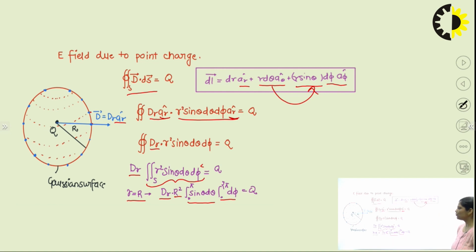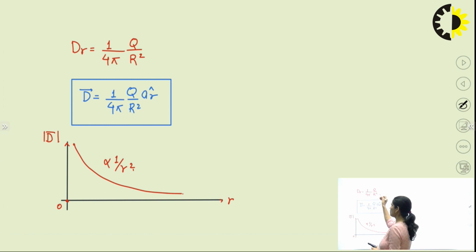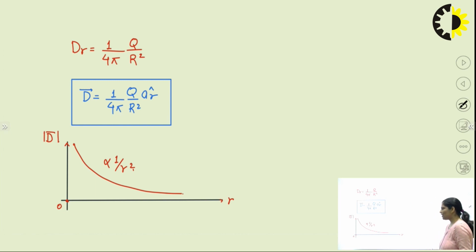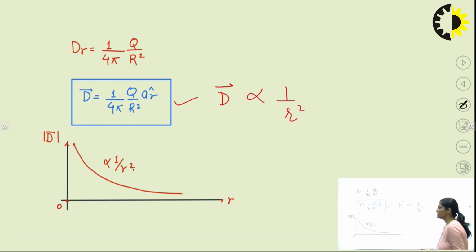Now integrate it and put all these values, and you will get D r is equal to 1 upon 4 pi, Q upon r square. If you are taking the vector of D, then it is 1 upon 4 pi, Q upon r square, unit vector of r. Now if you want to draw a graph between small r and this magnitude D, then you have a decreasing graph. By this formula you can check your D vector is inversely proportional to 1 upon r square. So you can draw a graph between D and r.